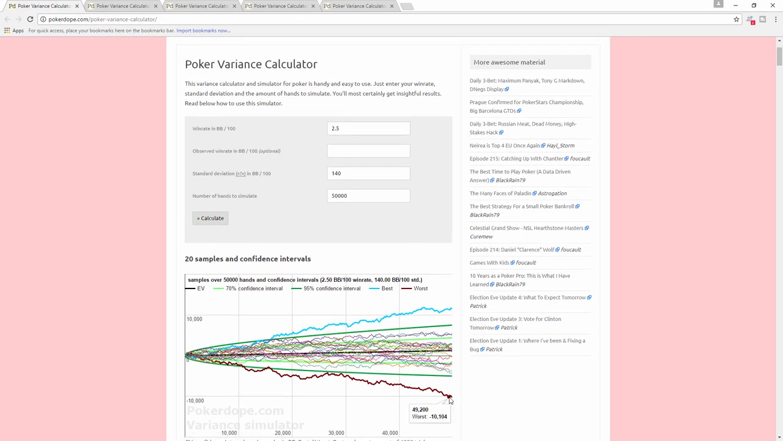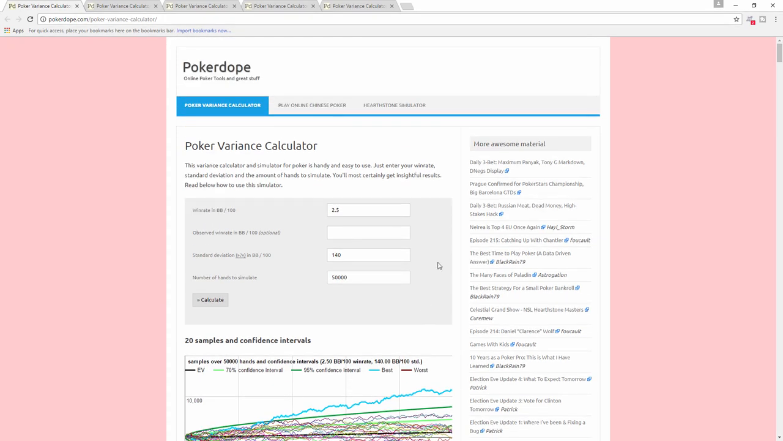Worst case, they expect to lose just over around 10,000 BB. So worst case, lose around 10,000 big blinds. Best case, win around 11,500 big blinds. For a person that's a marginal winner and they have a bit of variance in their game in terms of standard deviation, right?